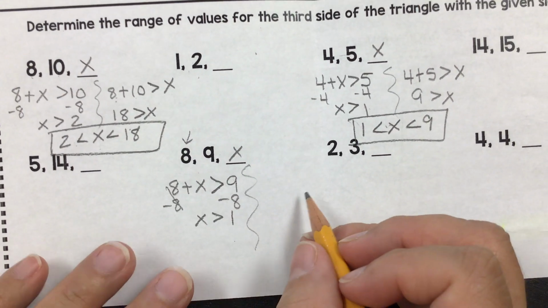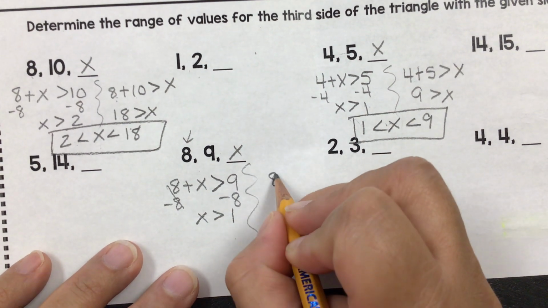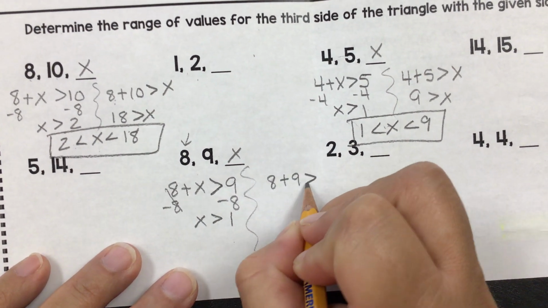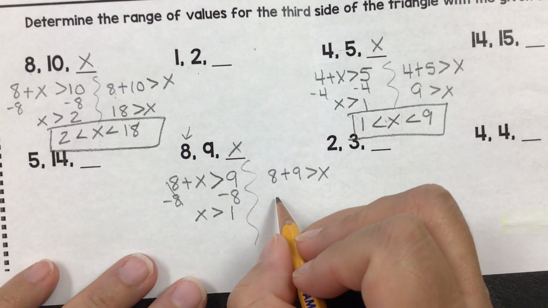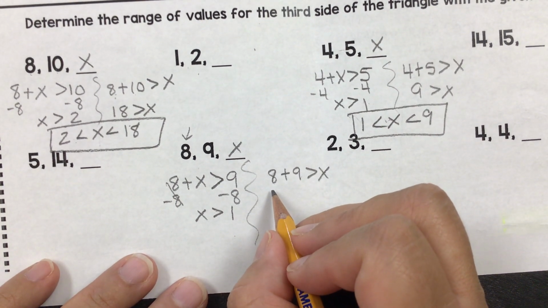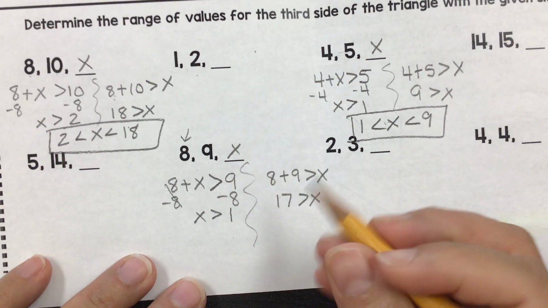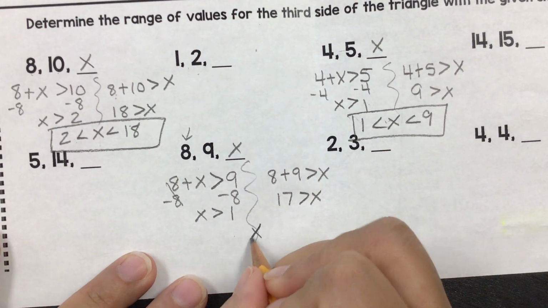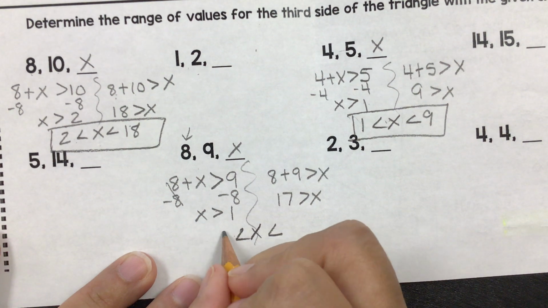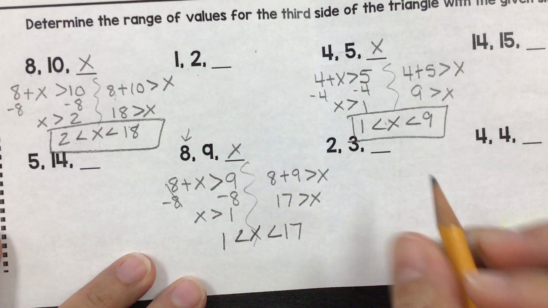The other inequality that we have to check is the given numbers. So 8 plus 9 has to be bigger than x. That 17 is bigger than x. We write the inequality the same way. 1 to 17.